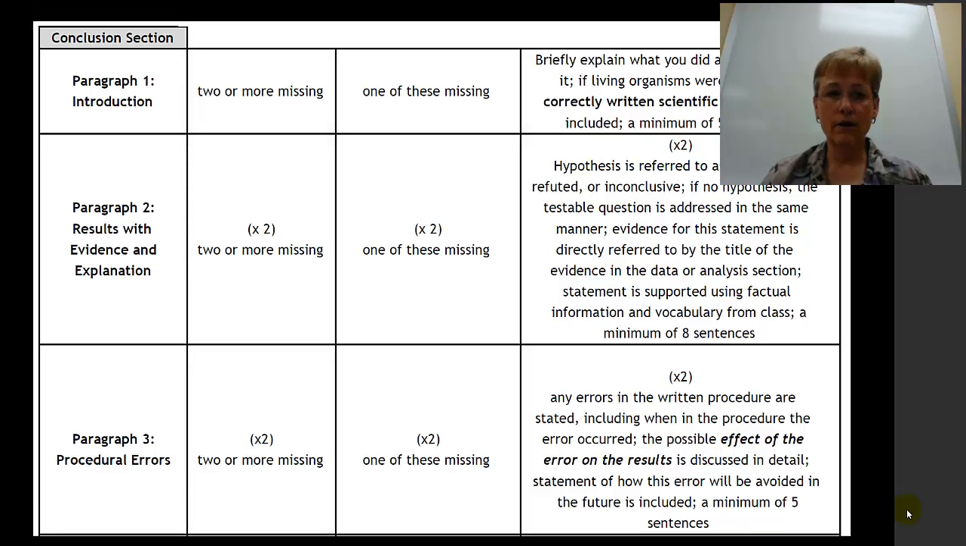So this is what the scoring guide looks like for the conclusion section. There's 3 paragraphs: the introduction, the results with evidence and explanation, and the procedural errors. But to start off, we are going to be writing formally. So what does that mean?